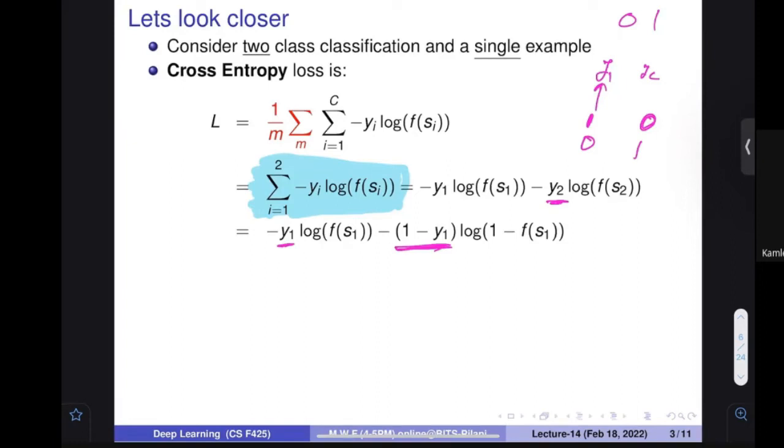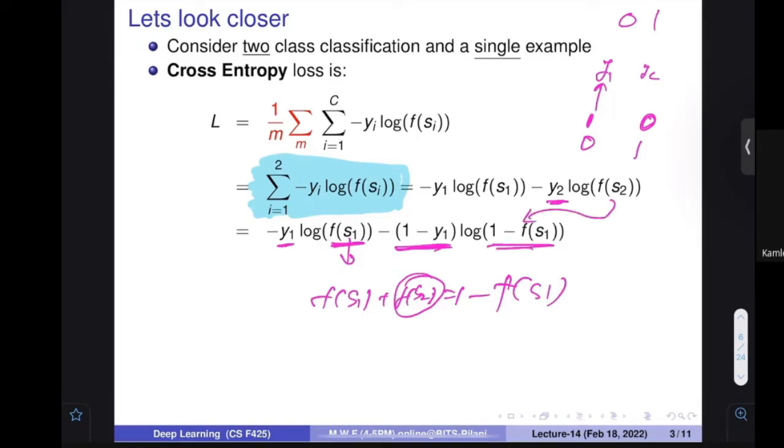In the same way, if I find out what my output is given by here, since you know the summation for all the classes is going to be 1, you know that f of s1 plus f of s2 is equal to 1. So if I want to find f of s2, it is equal to 1 minus f of s1, so I can put s2 again here and write it in this particular way.